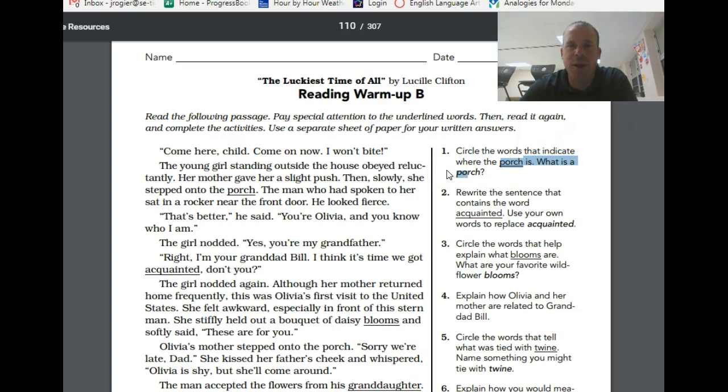Circle the words that indicate where the porch is. You would simply go over and then circle the words where you think the porch is. So the young girl standing outside the house, you'd be circling that. It's not a very good circle. And then things like the man who had spoken to her sat in a rocker near the front door. These are words that kind of let you know what a porch is.